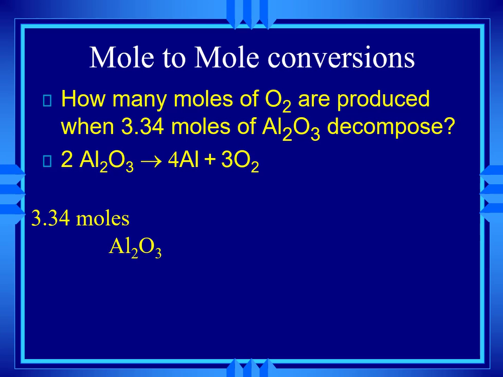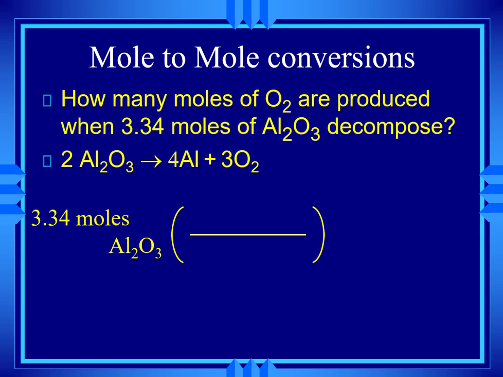And then I'm going to ask myself some familiar questions. What unit do I want to get rid of? I want to get rid of moles of Al2O3. So moles of Al2O3 has got to go. To get rid of it, it's already up top, so it needs to go on the bottom. And what do I want to turn those moles of Al2O3 into? Moles of O2. So my conversion factor is going to have moles of Al2O3 on the bottom and moles of oxygen on top, and I get the numbers out of the equation.